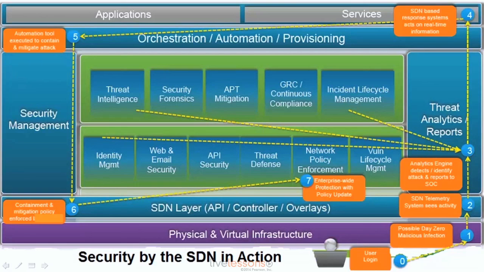So up to step 4, the SDN-based response systems will act on the real-time information, saying that we have a possible attack. In step 5, the automation tool will be executed to contain and mitigate the attack. Once this has been done, the containment and mitigation policy can then be pushed to the SDN layer and therefore to other agents in the network. So over at step 7, when this is done, we have enterprise-wide protection with the policy update sent to all agents in the network.